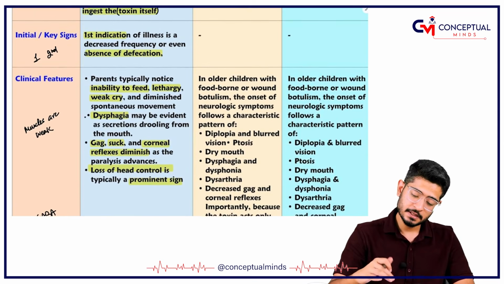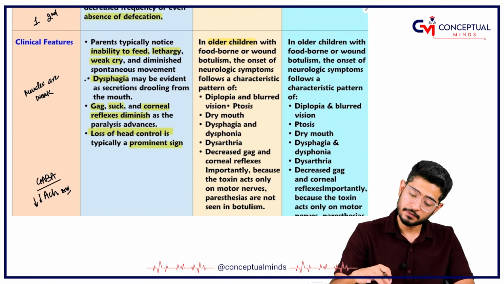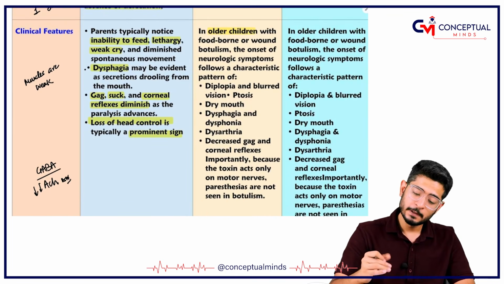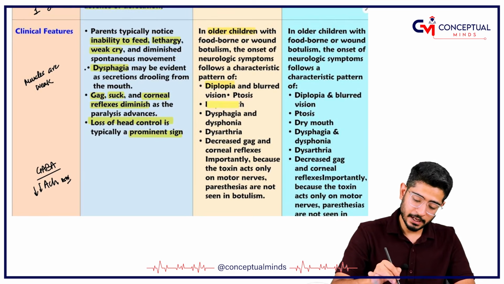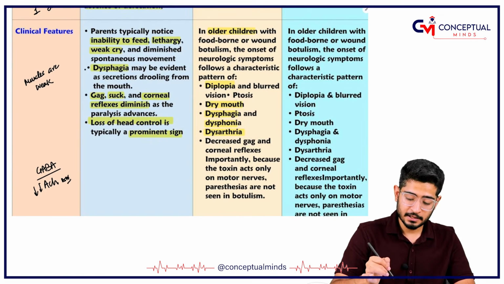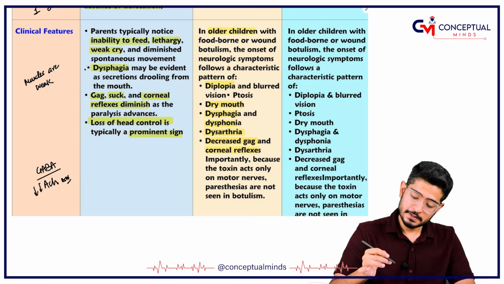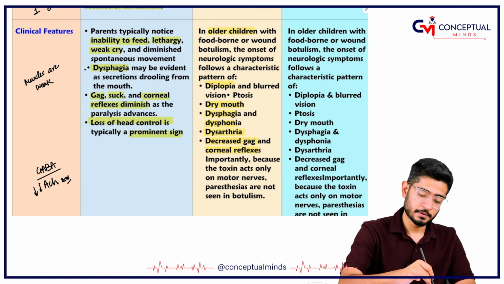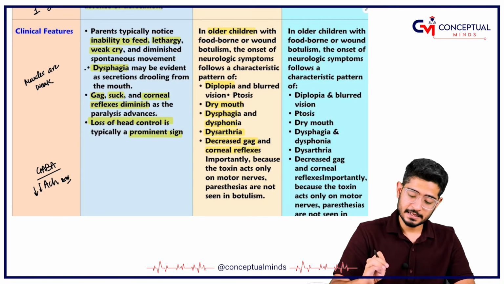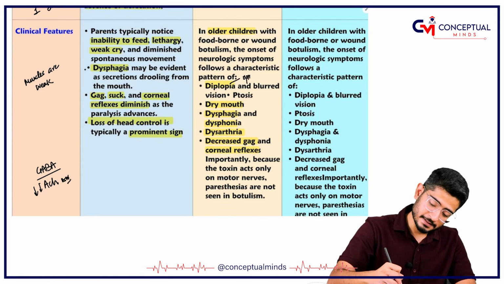Clinical features in older children, when it is a foodborne issue: there will be diplopia, dry mouth, dysphagia, dysphonia, dysarthria, decreased gag reflex, decreased corneal reflex. All these things you have to remember. Diplopia means ophthal, eyes. Dysphagia means ENT.